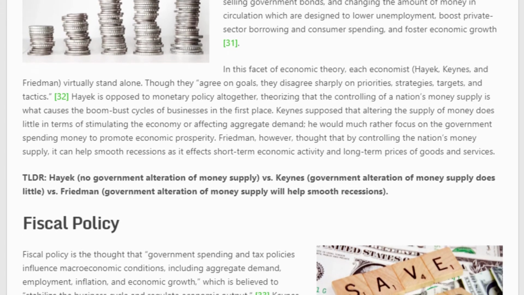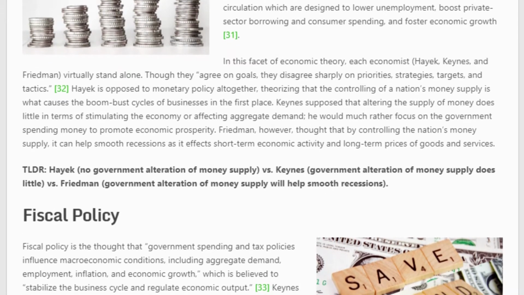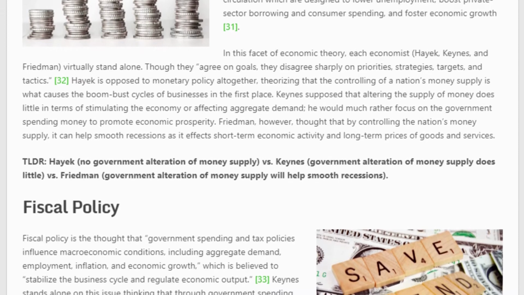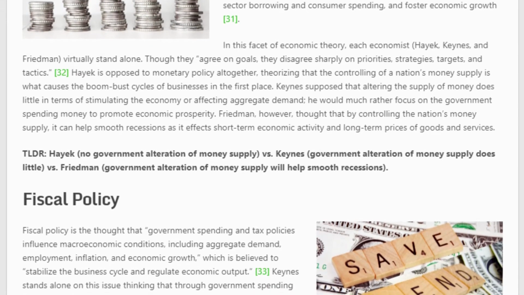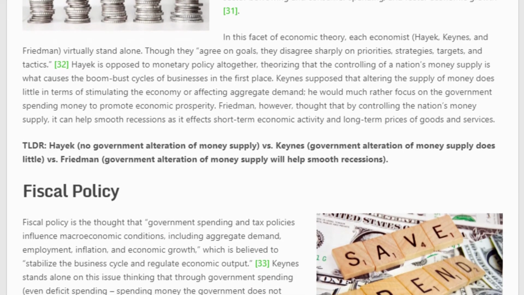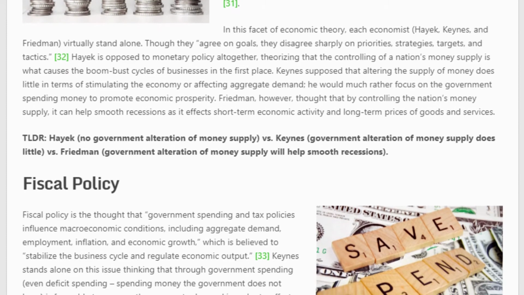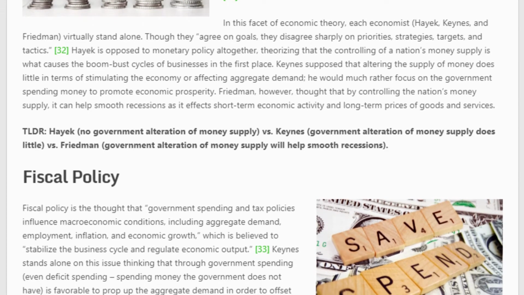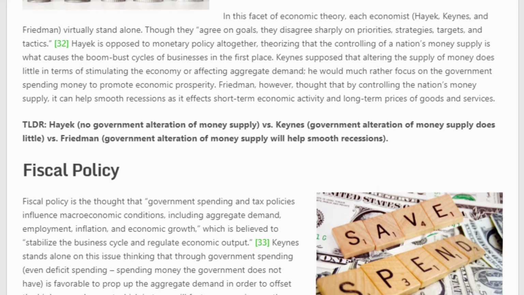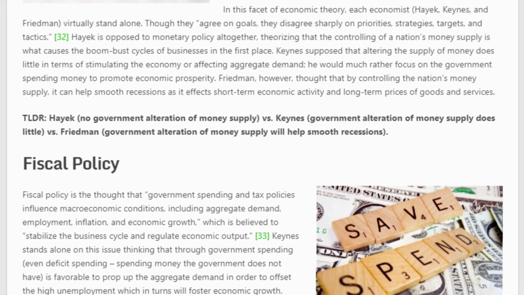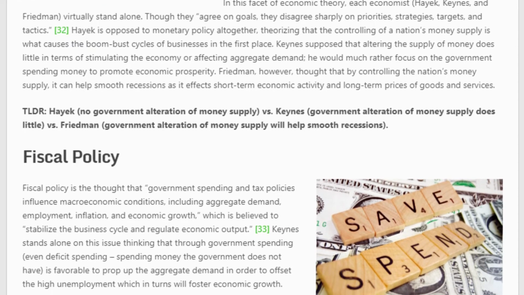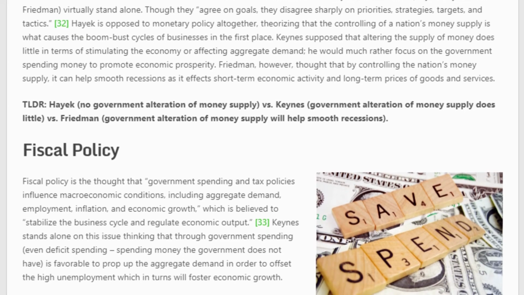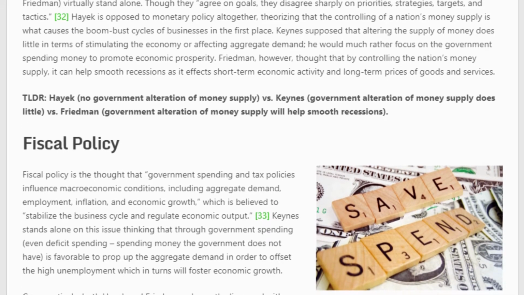Friedman, however, thought that by controlling the nation's money supply, it can help smooth recessions as it affects short-term economic activity and long-term prices of goods and services. In short, Hayek believes in no government alteration of the money supply at all. Keynes believes that the government alteration of money supply does very little, and Friedman feels that the government alteration of the money supply at least helps smooth the recessions.